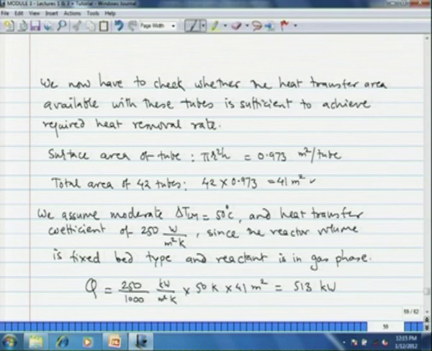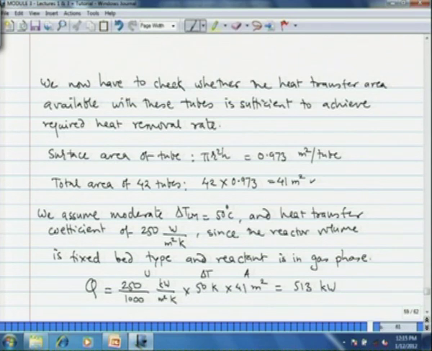So, the heat removal rate that will be achieved, Q, will be 250 into 50 into 41. Q is equal to UA delta T, and then the maximum heat removal rate that could be achieved is 513 kilowatt. Now, this is far smaller than the 90,000 kilowatt that we want. Okay. Therefore, this design is not feasible.